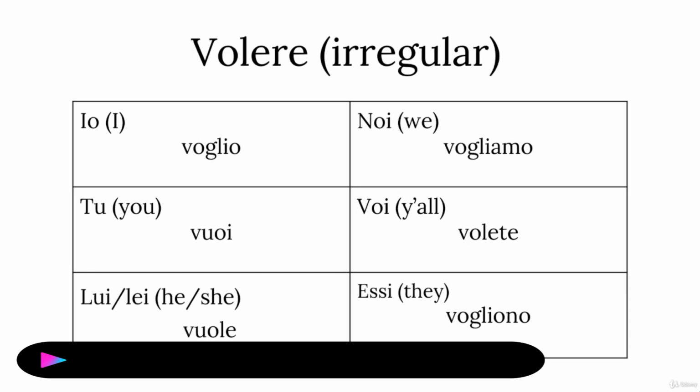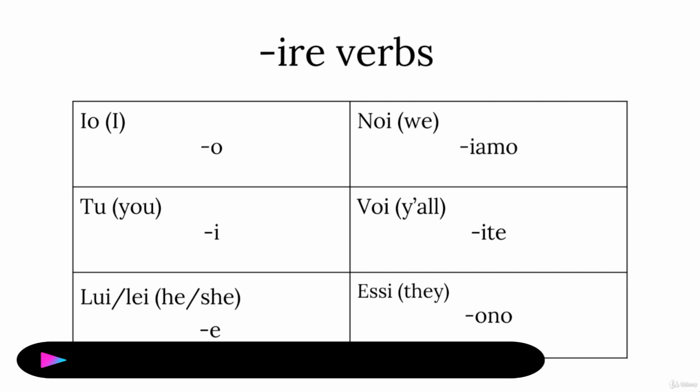We have already seen something about volere. Volere is irregular. So, io voglio, with that difficult sound, voglio. Tu vuoi. Lui, lei vuole. Noi vogliamo. Voi volete. Essi vogliono. Okay? Perfect. Then we have, if you remember, the verbs that end with -ire.